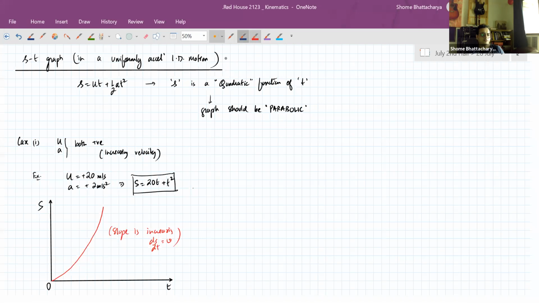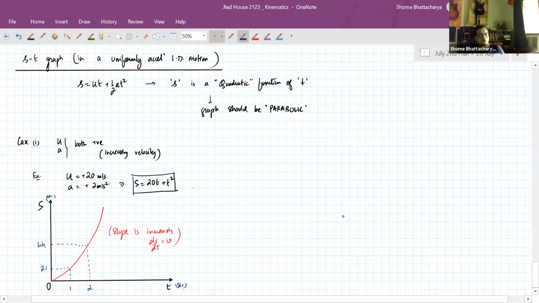So for example, if we use this formula, we can see that at t equal to 1 second, the displacement according to the formula is 21 meters. Okay. But at t equal to 2 seconds, the displacement would have become how much? 40 plus 4. So it's 44. You can see definitely it's not a linear kind of graph because it's covering more and more displacement in every 1 second interval.